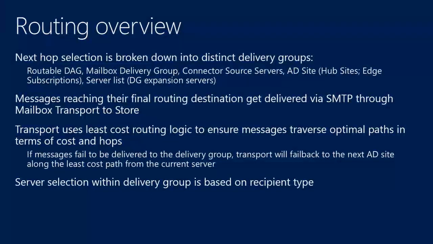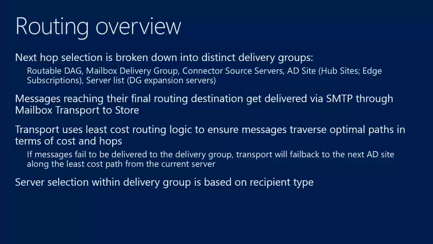And then finally, the last one is a server list for a delivery group. This is when you specify a server on distribution group expansion. How many people do that? It's a single point of failure. I don't recommend it. That's just my view, though.